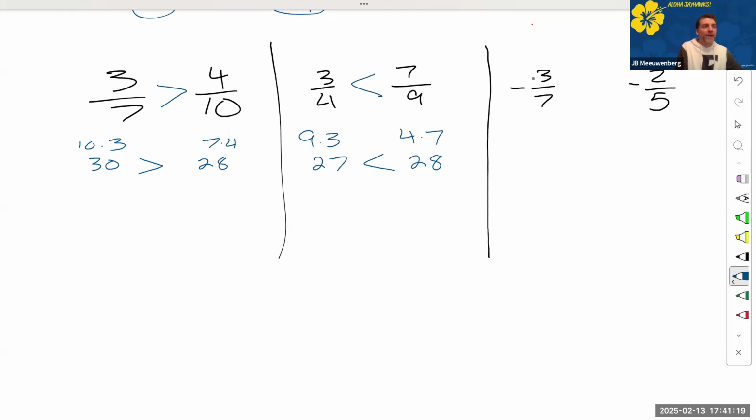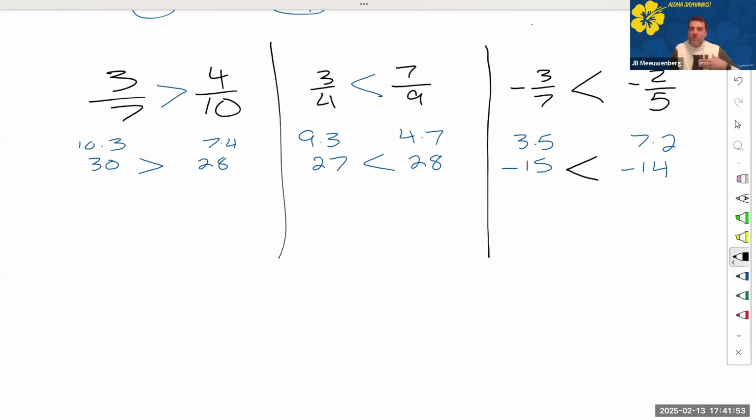Cross products again. 5 times 3 is 15. 7 times 2 is 14. You may be wondering, but hey, those had negatives. They sure did. So I'm going to put those negatives there. 15 is obviously greater than 14, but it's switched around when they're negative. Negative 15 is less than negative 14. Therefore, negative 3/7 is less than negative 2/5.